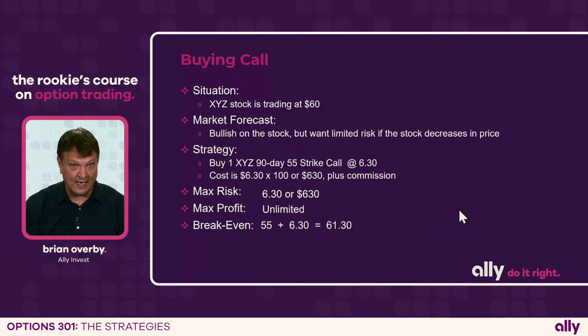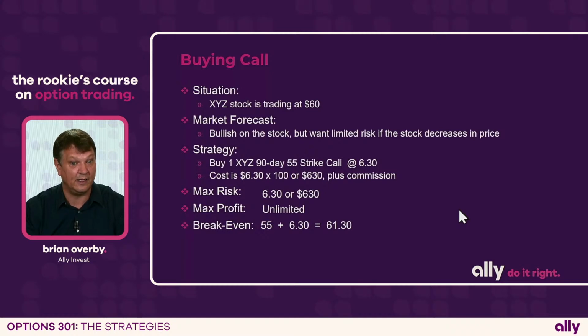Okay, so now to answer someone's question that was out there, if we look at buying an in-the-money call option, let's look at that scenario. Stock XYZ is trading at 60. We're bullish on the stock, but want to limit the risk if the stock decreases in price. Same type of scenario. So we buy the 90-day 55 strike call option. We see it trading for $6.30. So now this is a little bit more expensive. 630 times 100 is $630 plus commission.